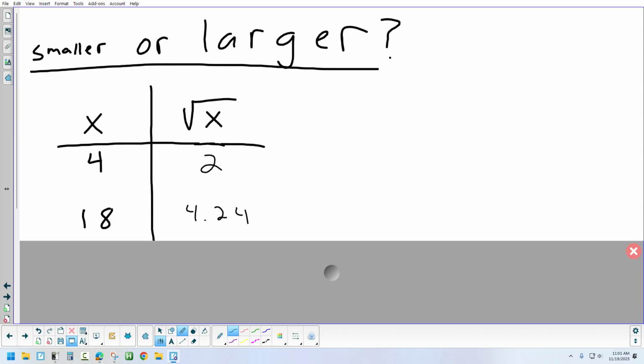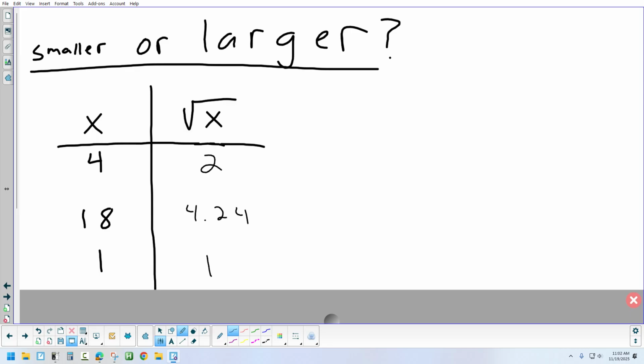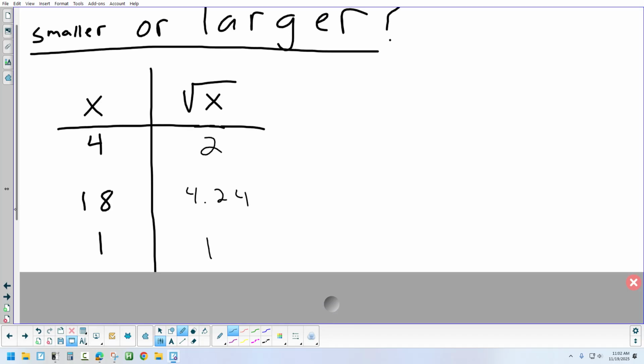Can anybody think of an example where when you take the square root, it stays the same? It doesn't get smaller. Yeah? 1. Yeah. If you take the square root of 1, you get 1. So it looks like when you take a square root, sometimes it gets smaller, or it could stay the same. What about another number you could take the square root of, and it would stay the same? 0. Right. If you take the square root of 0, that is 0. It stays the same.